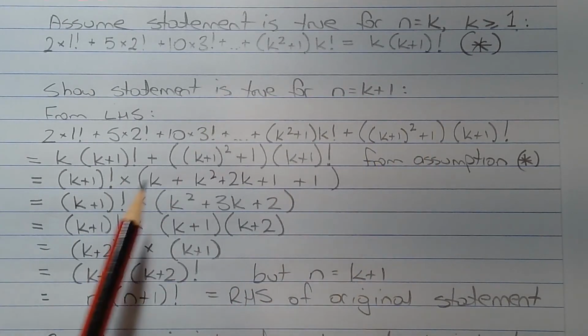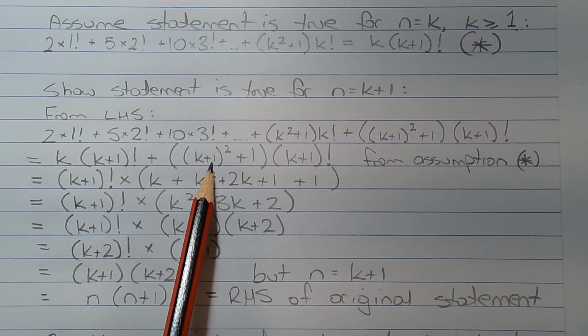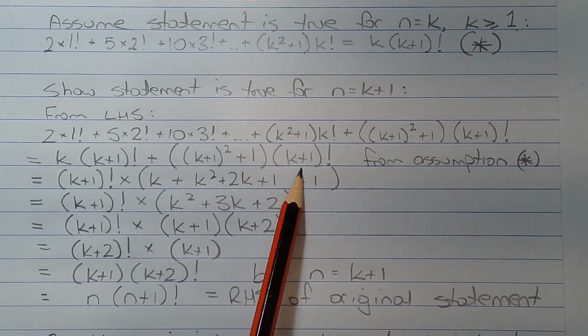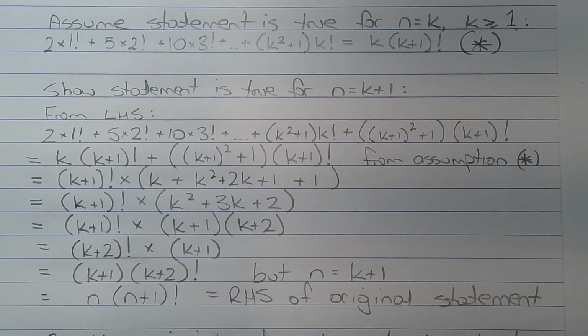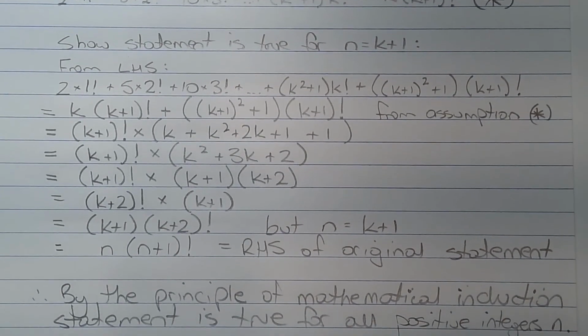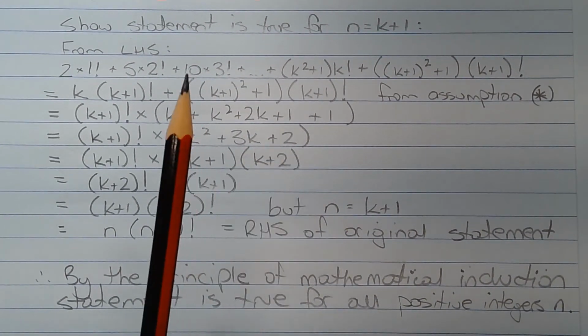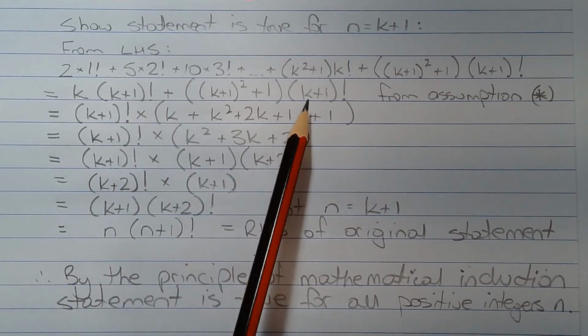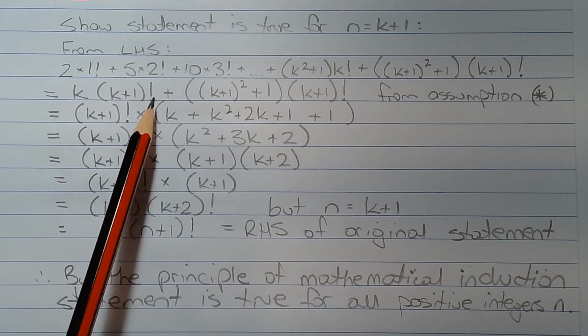So this can be simplified to k times (k plus 1) factorial plus ((k plus 1) squared plus 1) in brackets times (k plus 1) factorial. I've just made a note here: from the assumption. And we can factorize out (k plus 1) factorial from both of these terms. So we have a (k plus 1) factorial here and a (k plus 1) factorial here.